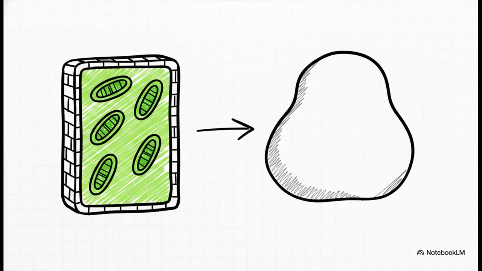So what actually gives the plant cell that rigid brick structure? Well, it comes down to 2 things, a cell wall and chloroplasts. Animal cells have neither of those. The cell wall provides the toughness the plant needs to stand tall without having a skeleton, and the chloroplasts, well, we're going to see why those are absolutely vital in just a second.